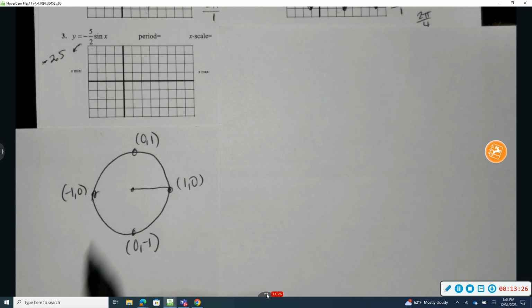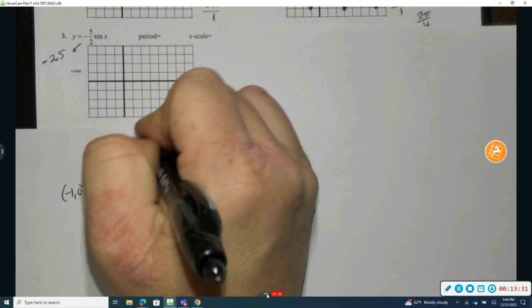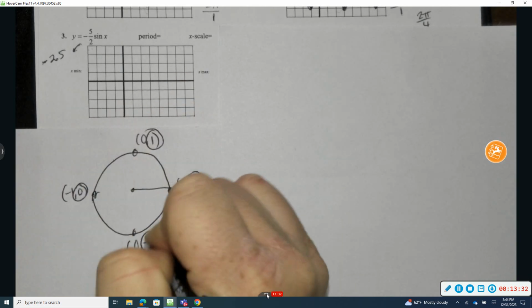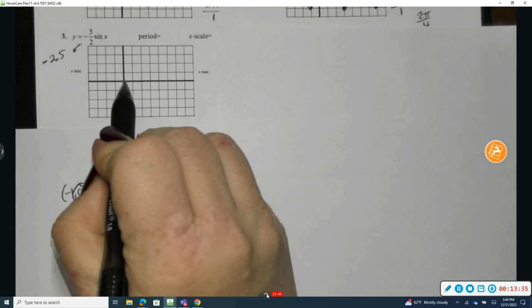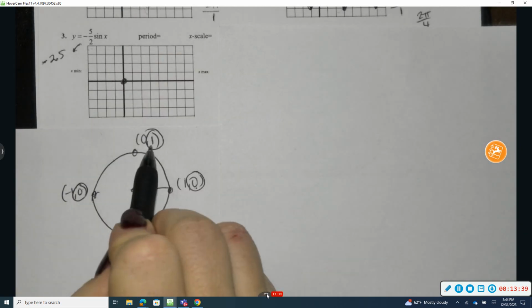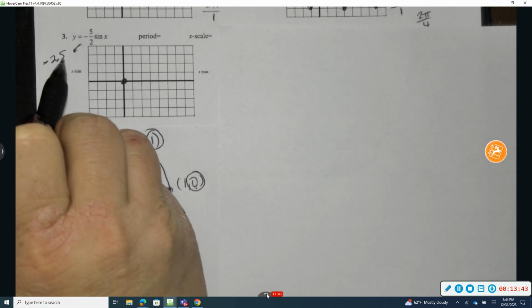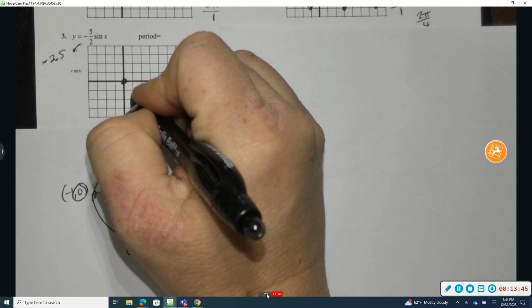All right, let's get started. So I'm starting right here, and I'm working with just sines, so I'm going to circle my sines. I'm starting at 0. 0 times negative 2.5 is still 0. Now step 1, instead of going up 1, 1 times negative 2.5 is negative 2.5.